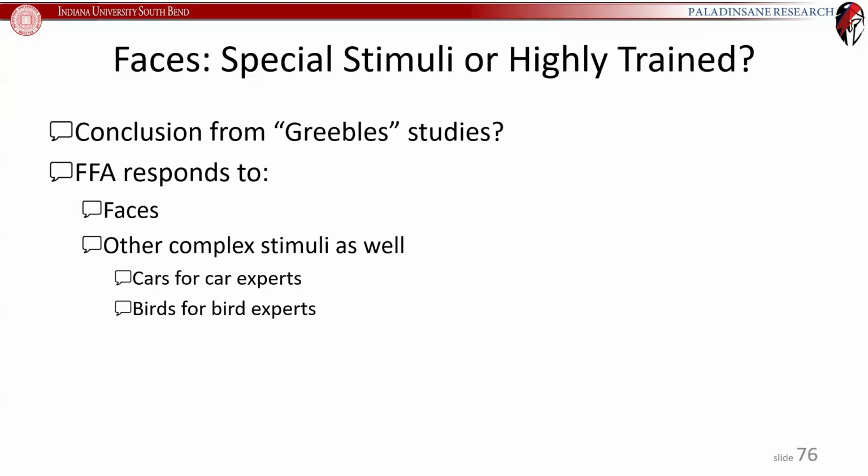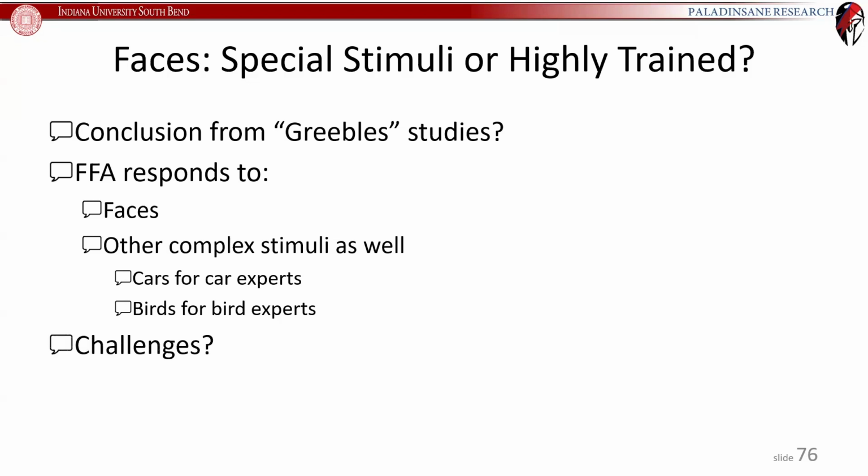And that's why cars get responded to by car experts, but not bird experts. Birds get responded to by bird experts, but not car experts. Basically, the fusiform face area is for faces, and anything else that's complex that you are highly trained on will also be processed in that area.